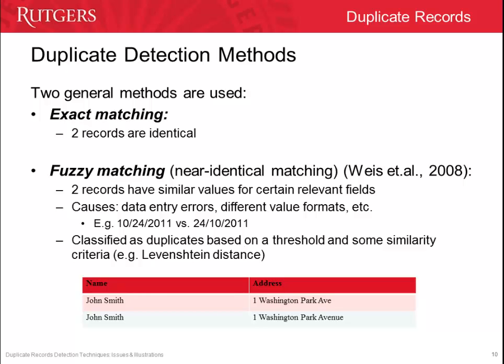On the other hand, with fuzzy matching, or near identical matching, the two records do not have to be identical. However, they must have similar values for certain relevant fields, for the criteria that we defined in phases 1 and 2. Usually they can occur due to several errors, such as a different value format. Again, look at the date. We could have it as October 24, etc. If it's entered differently, the system may read them differently.